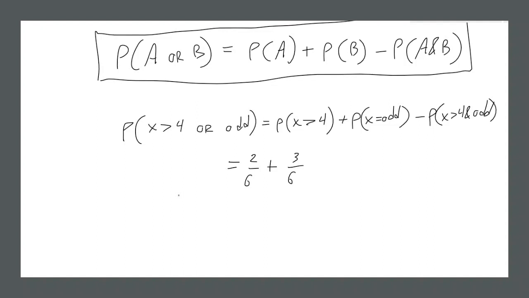So 3 out of 6. And what's the overlap? How many odd numbers do we have that are greater than 4? Well, only one of them, right? The 5, because the 6 is even. So subtract 1 out of 6. And what do we get? So we have 2 sixths plus 3 sixths minus 1 sixth. That gives us 4 sixths, or 0.67 approximately.